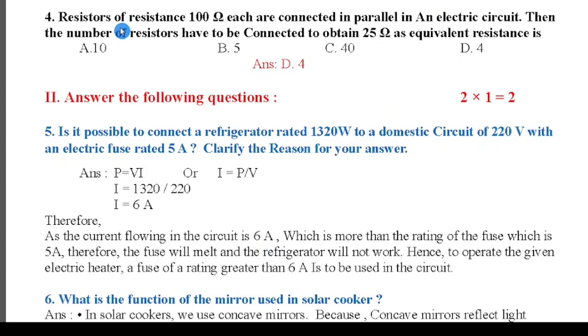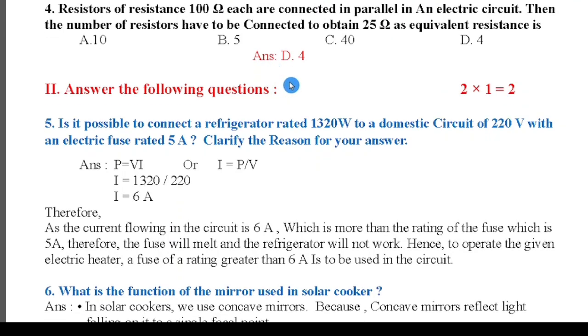Fourth question: resistors of resistance 100 ohm each are connected in parallel in an electric circuit. Then the number of resistors to be connected to obtain 25 ohm as equivalent resistance. To get 25 ohm equivalent resistance, we have to connect 4 resistors. Then only we'll get 25 ohm. So the answer is option D, 4 is the right answer.